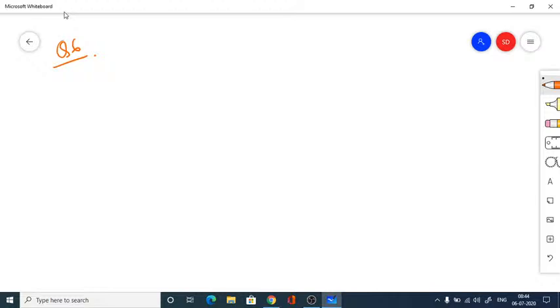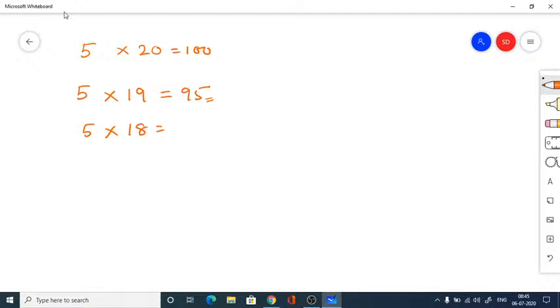Oh, I'm so sorry. I will do 5 subpart 6 again. They asked for the greatest two-digit even multiple of 5. So we know that 5 into 20 is equal to 100. So we have to see which multiple is less than 100. This is equal to 95. This is less than 100, 2 digit, but not even, so it should be something like this. So it should be 90. So the answer is equal to 90.